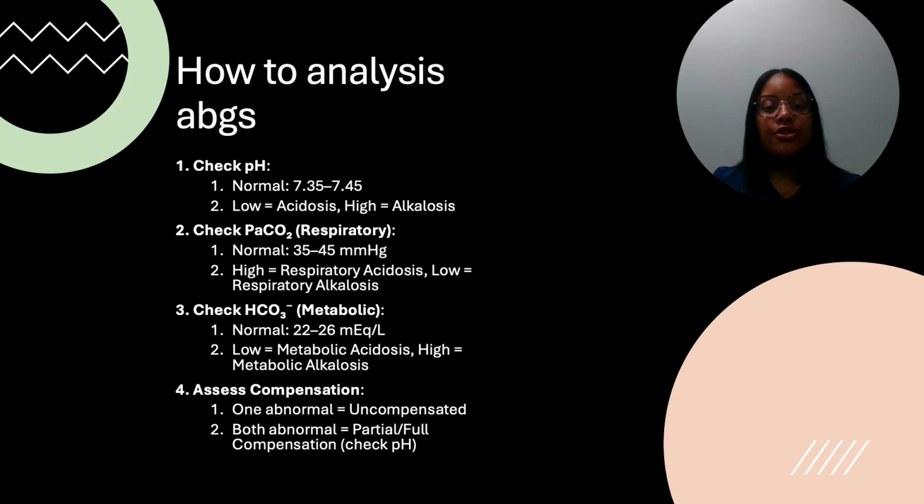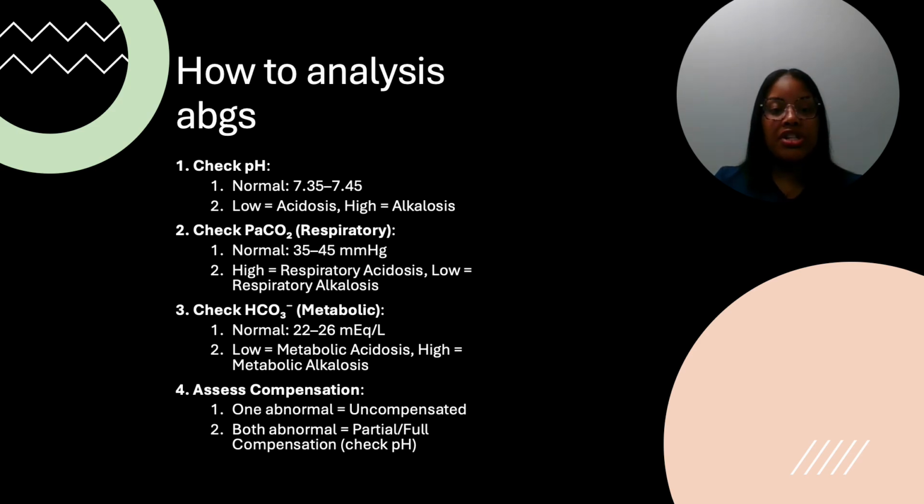All right, so how do you analyze ABGs? So number one, you want to check the pH. So the normal pH is going to be 7.35 to 7.45. So if it is on the lower side, so if it is less than 7.35, that is going to be acidosis. If it is higher than 7.45, it's going to be alkalosis.